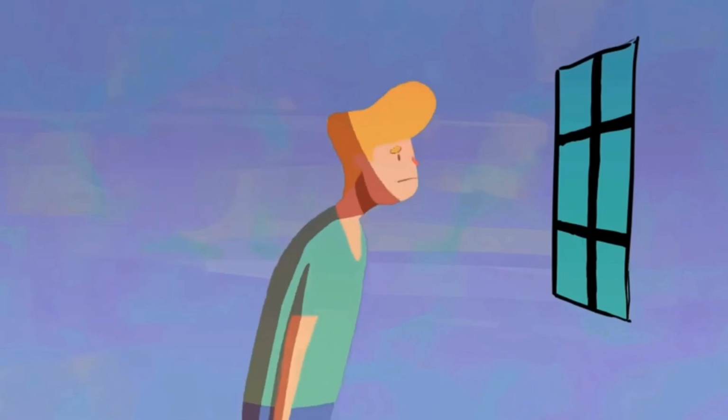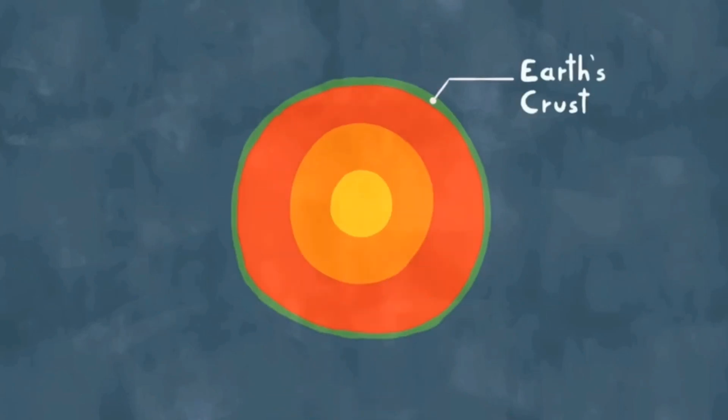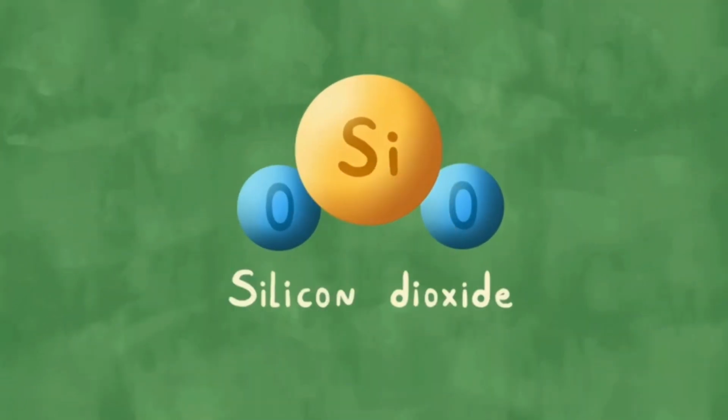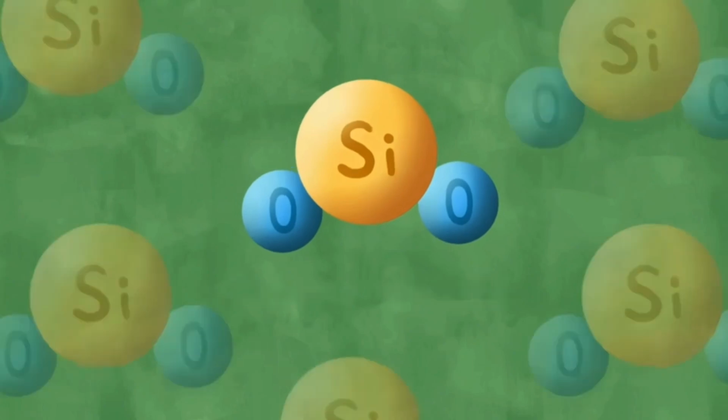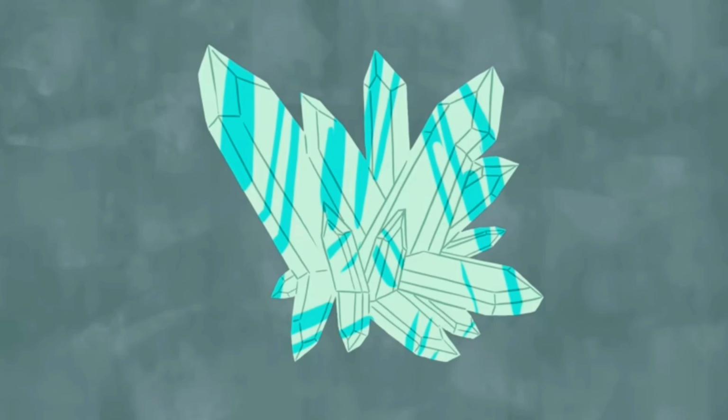But have you ever wondered how something so solid can be so invisible? To understand that, we have to understand what glass actually is and where it comes from. It all begins in the Earth's crust, where the two most common elements are silicon and oxygen. These react together to form silicon dioxide, whose molecules arrange themselves into a regular crystalline form known as quartz.